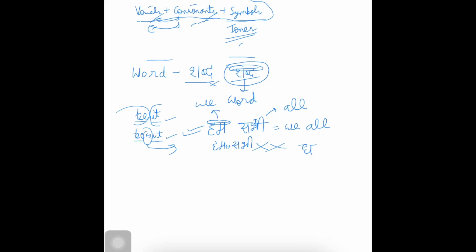Second thing, full stop. In English, a full stop is denoted by this, while in Hindi, the full stop is denoted by this, which is known as Purna Viram. Purna means full and Viram means stop. So, Purna Viram.